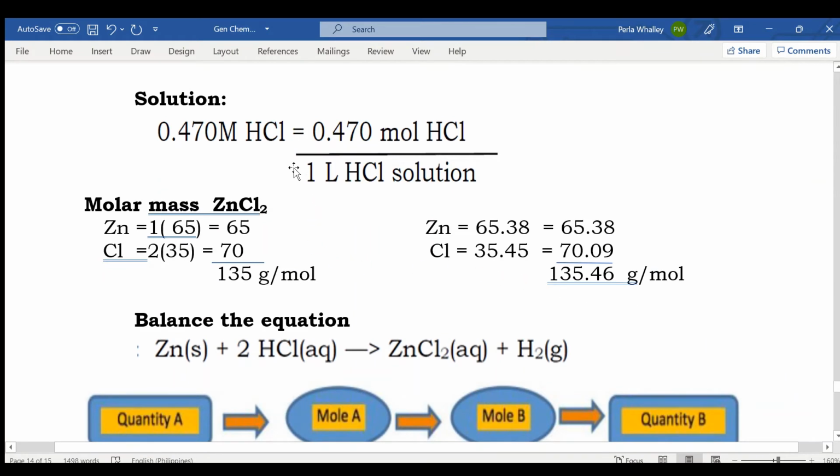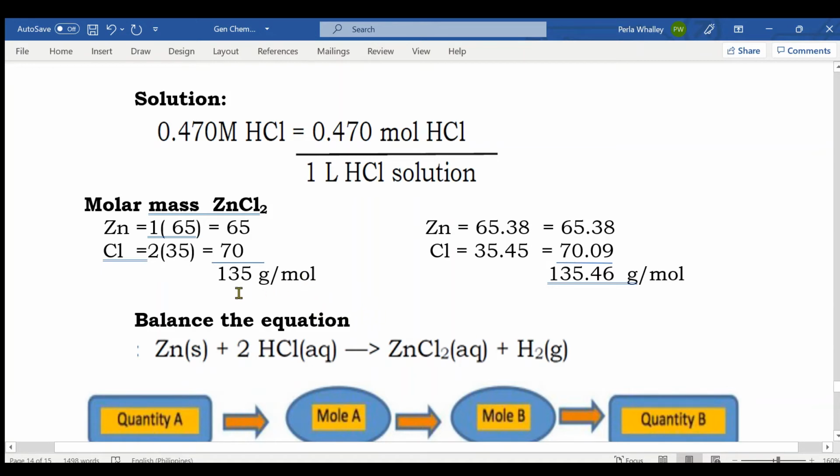We have to rewrite the molarity to 0.470 mole HCl per 1 liter of HCl solution. And then we have to solve for the molar mass of zinc chloride. So zinc 1, chlorine 2. Zinc has an atomic mass of 65 and chlorine has 35. 65 plus 70, 135 grams per 1 mole.